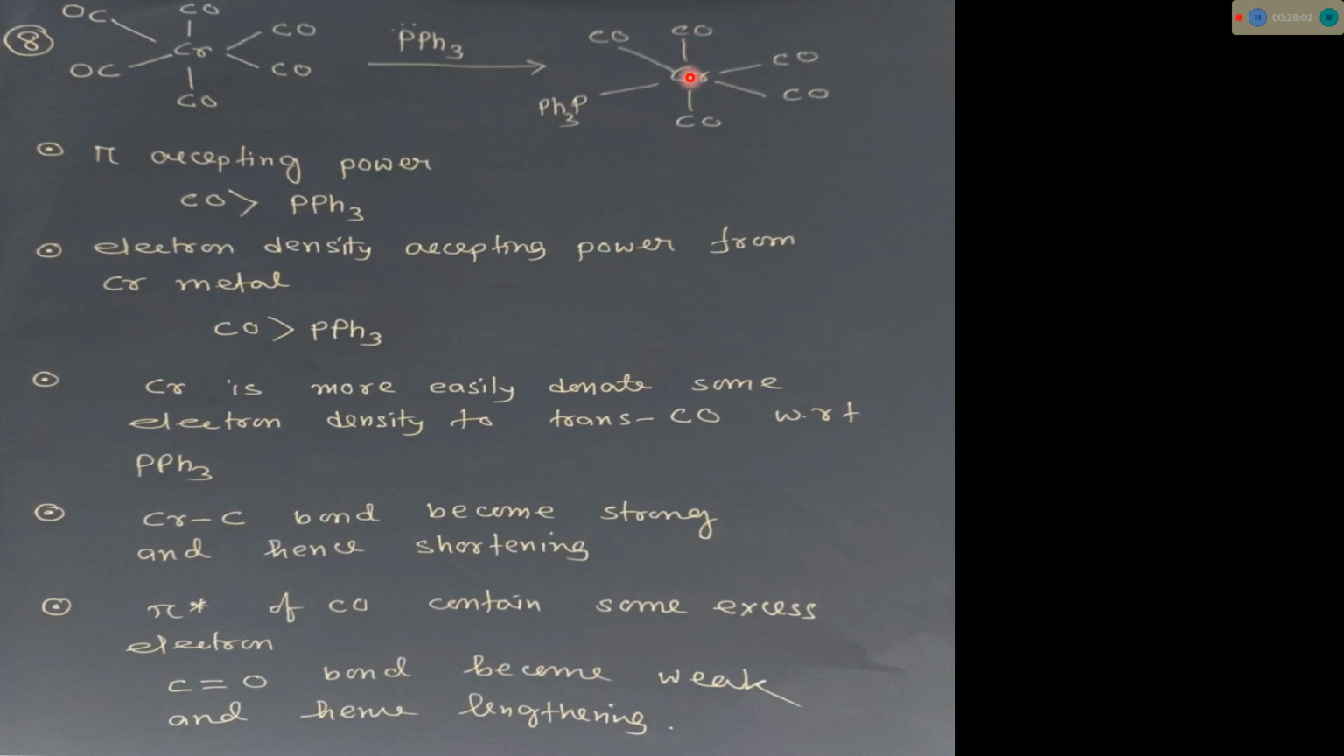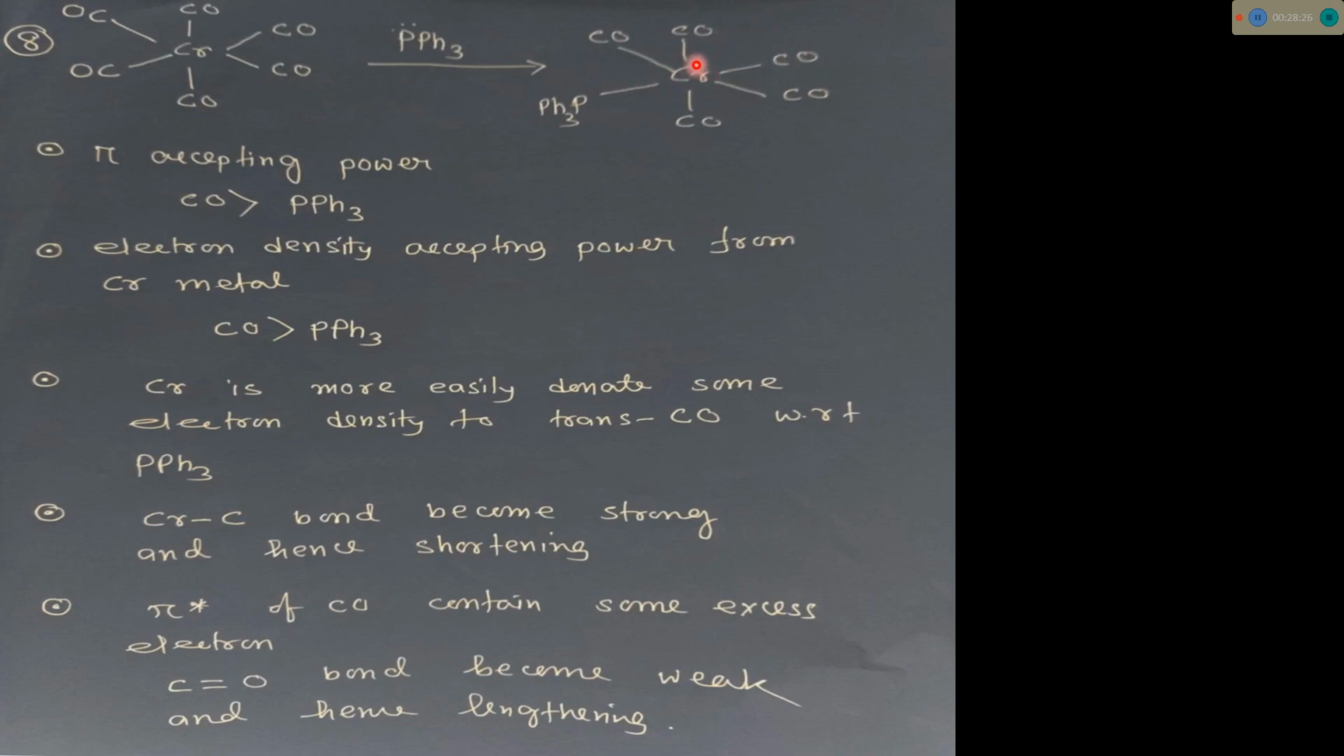In this case, the electron that PPh3 donates, because PPh3 is less pi accepting than CO, it is more pi donating, it will donate some electron to the chromium metal. Now the chromium metal electron density becomes somewhat increased, and that's why it will donate the electron density to the pi star of this CO, the one trans to the PPh3 ligand.